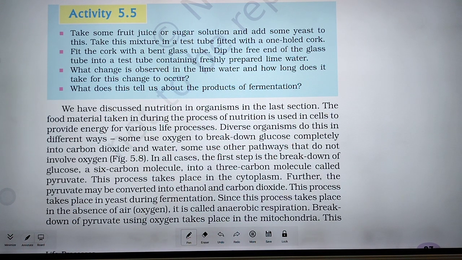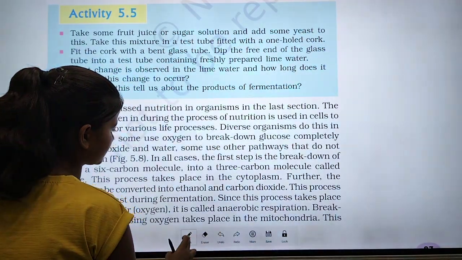During fermentation, yeast breaks down glucose, a 6-carbon molecule, into a 3-carbon molecule known as pyruvate. This process takes place in the cytoplasm of the cell, and in yeast during fermentation.